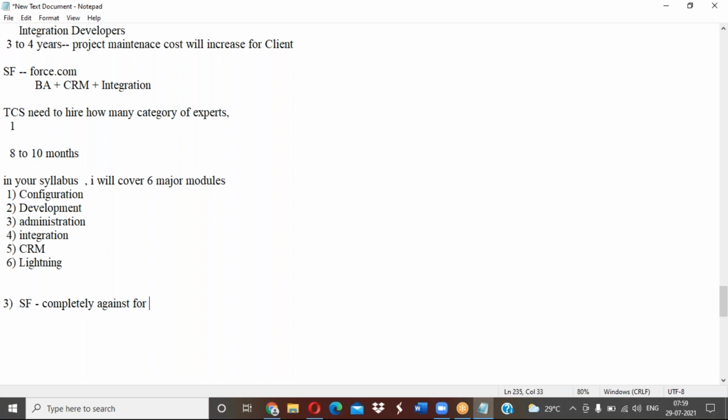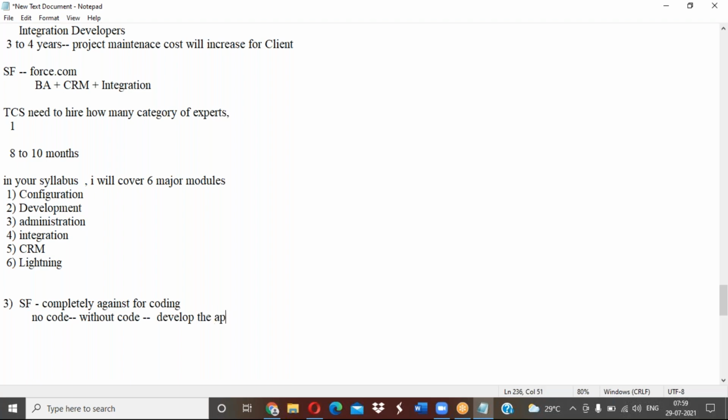Understand? That is why the people who are not expert in the coding part, don't bother, guys. The people who don't know about coding, in Salesforce, coding part is very less. Salesforce exists for what? Coding. That is why, no code means without code. Max to max, we have to develop the application without coding.